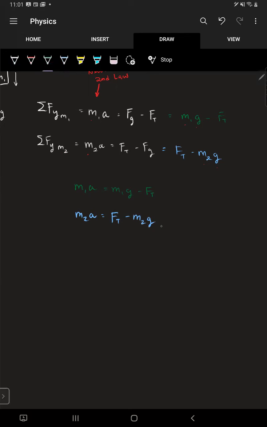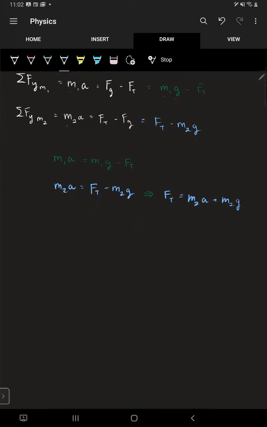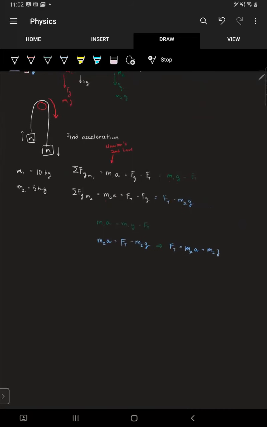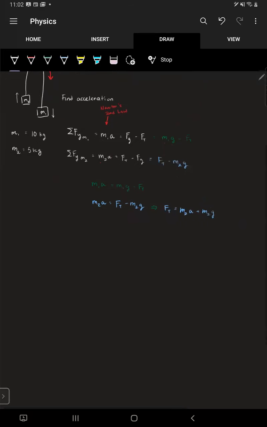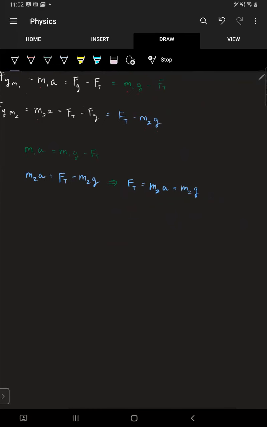So in this scenario, Ft equals M2A plus M2G. That's the force of tension, all right? Because in M2, the force of tension is equal to the acceleration plus the force of gravity. So we're just doing some algebra here. Now, let's take this Ft and plug it into here.